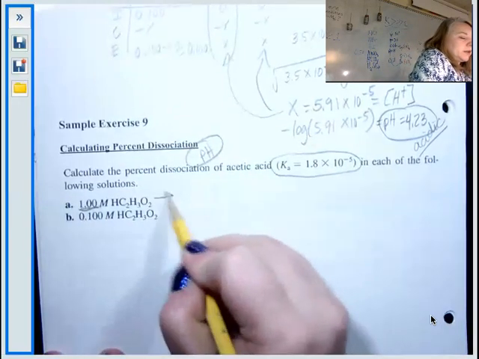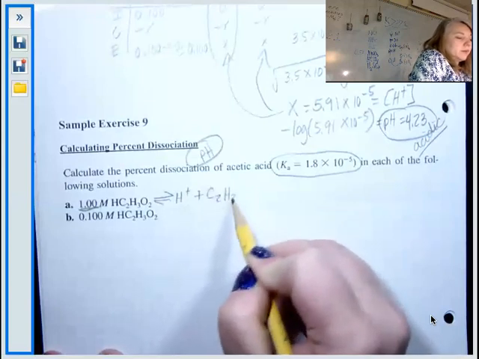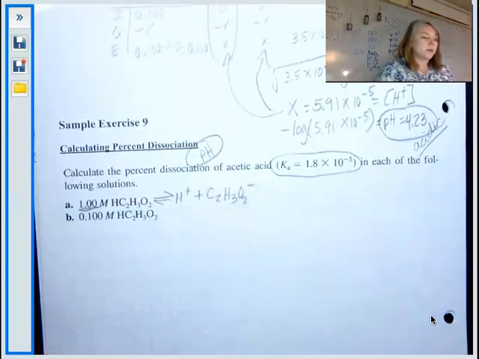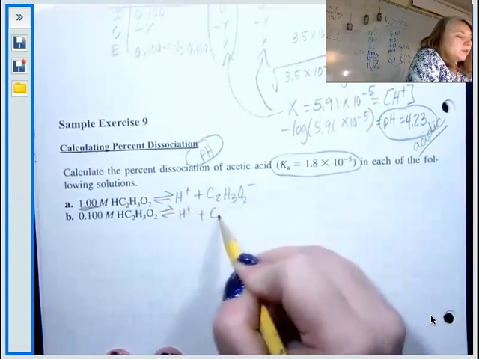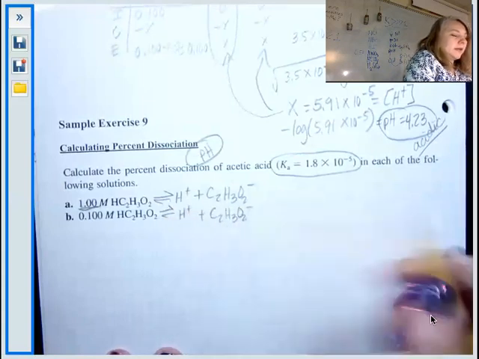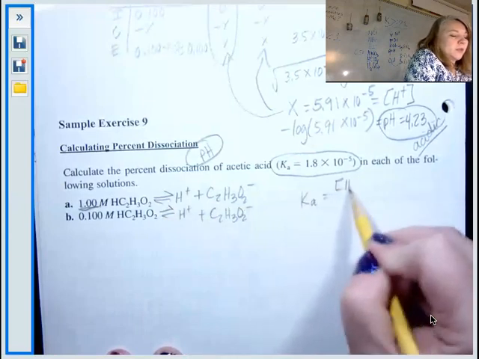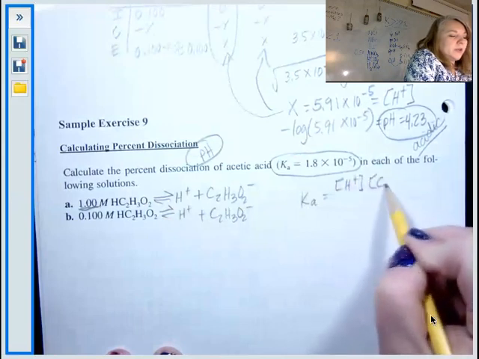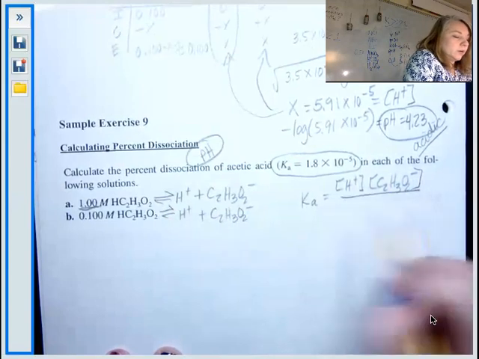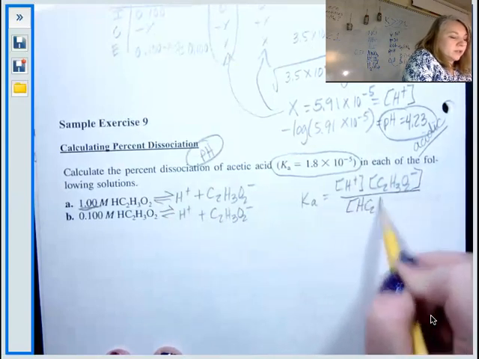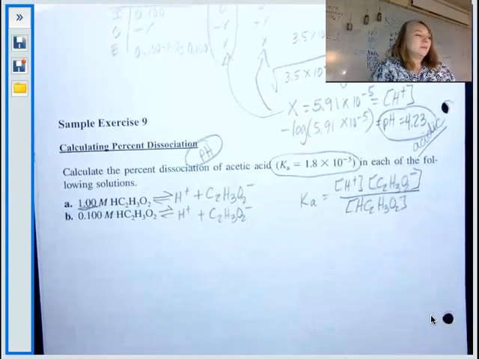Okay, so let's break them down. We've got H positive plus, very good, Javante, plus C2H3O2. And this is the same for both of them because it's the same acid. We just have different concentrations of each one. Okay, so if we think about our Ka expression, Ka is going to be H plus C2H3O2 minus over HC2H3O2.